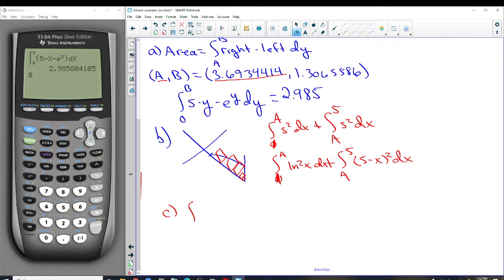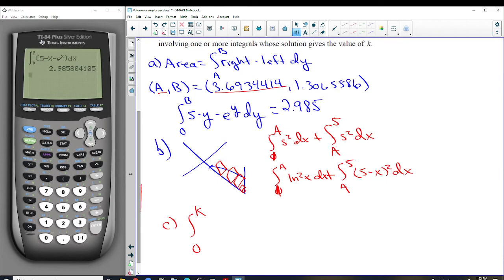So we would integrate from 0 to k of right minus left, and we have that up here, actually. 5 minus y minus e to the y dy. Somewhere I can get a k that would be equal to half of the area, 2.985. And if we did the integral on the left side and we solved it for k, we could actually find the number, but they say don't do that, just set it up. That's it. Somewhere there's a k that's half the area. Done.